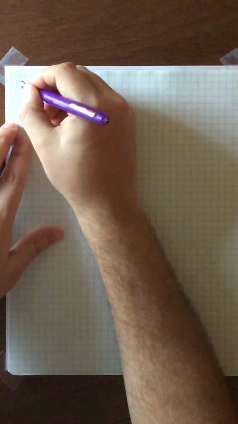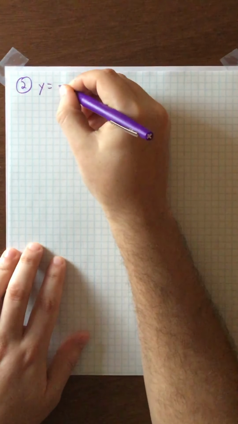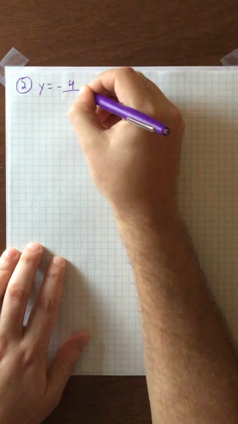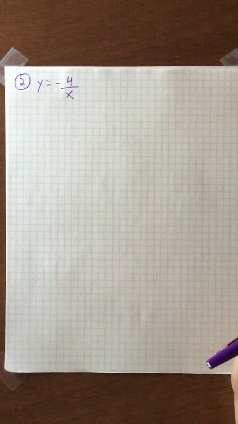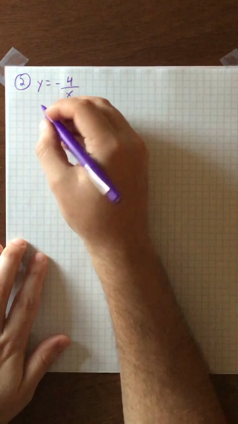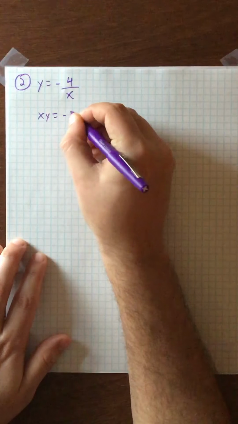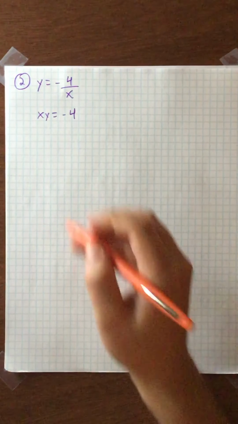Alright, let's get the table set up for this next one, then you guys will finish it off. So number 2, y equals negative 4 over x. This one's going to be pretty easy because there is no h and k value. So this is your parent function. Rewrite it as x times y equals negative 4. I want to think of combinations of numbers that give me a product of negative 4.